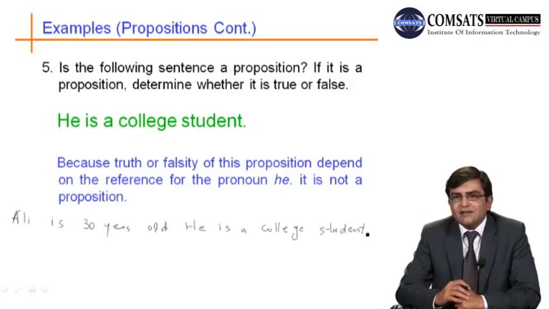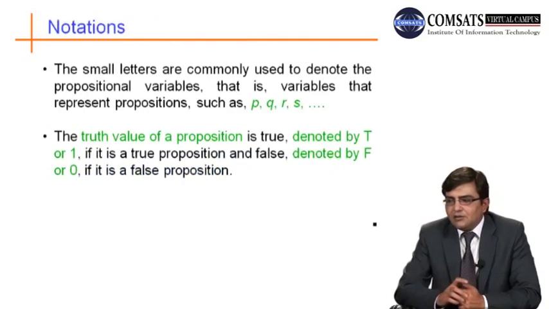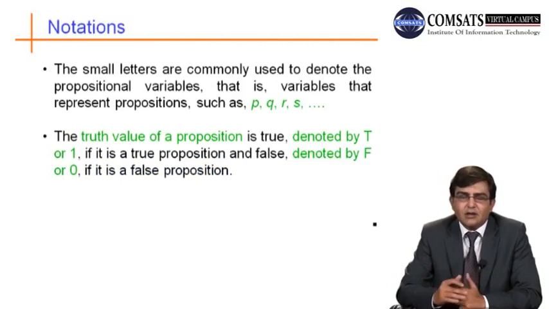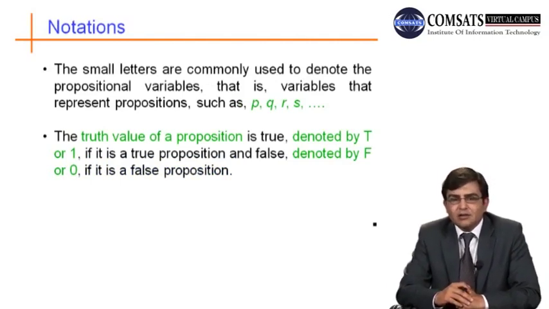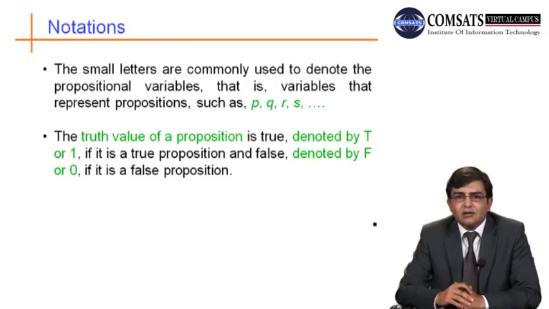So unless the reference of pronouns is clear in sentences, we cannot say that these sentences are propositions. So we conclude that propositions are the statements or declarative sentences with which we can associate a truth value. We can say whether the statement is true or false. Such declarative sentences are called propositions.